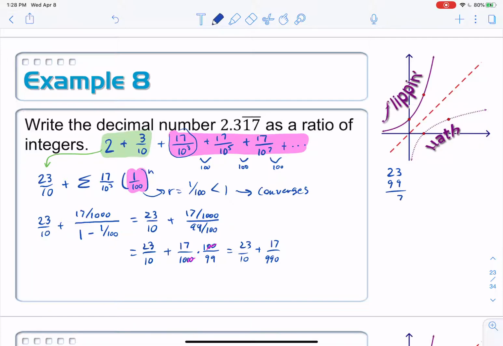9 times 3, 27. Carry 2. 9 times 2 is 18. Plus 2 more is 20. And then I'm multiplying by 9 again. So it's a 702. 2277. There you go. So this is 2277 over 990 plus 17 over 990.